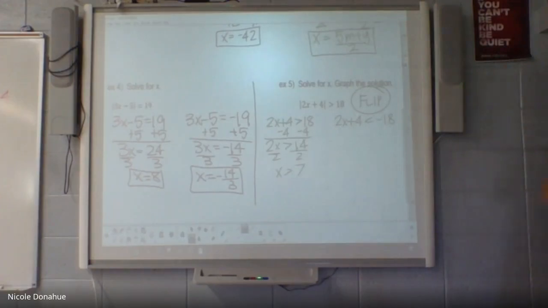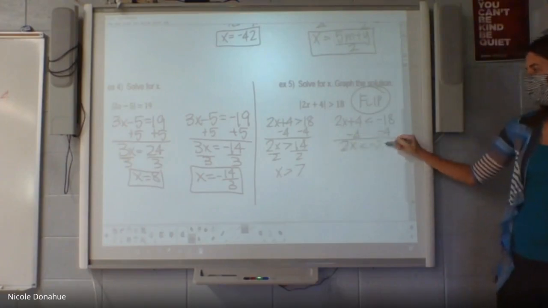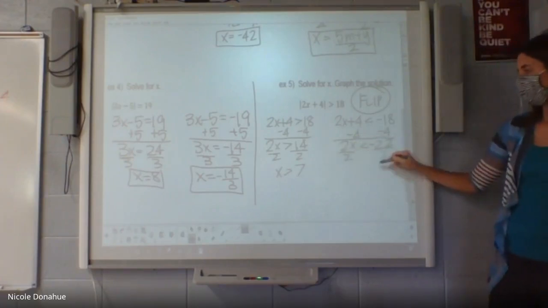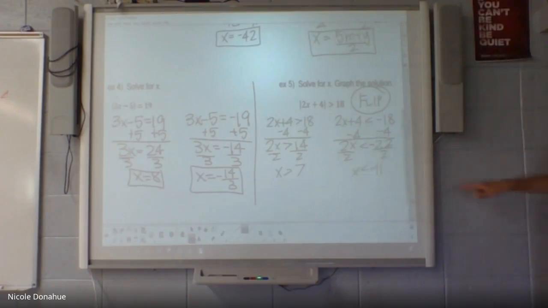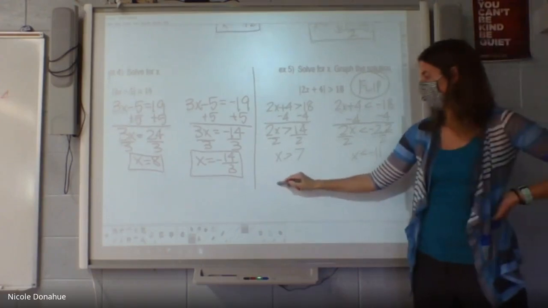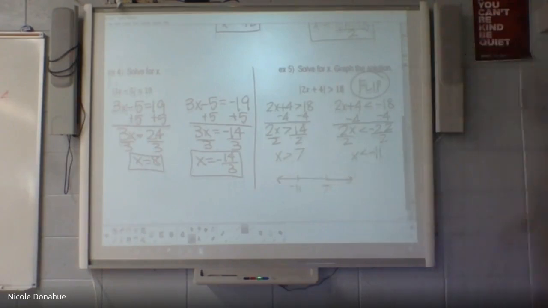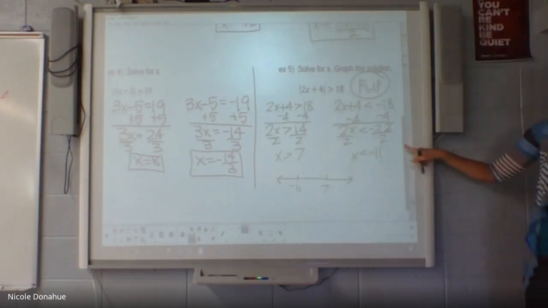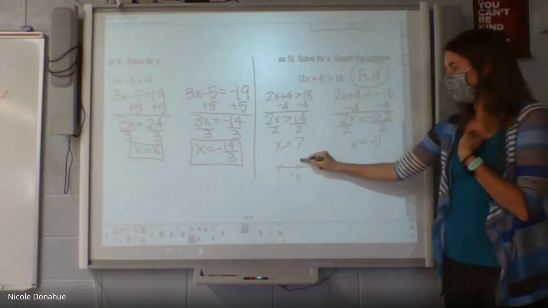x is greater than 7. And x is less than negative 11. And so then we can put this on our number line to graph our solution. Remember, with a number line, we have either open circles or closed circles, depending on the type of inequality it is. So since these are strictly greater than or less than, we do open circles.